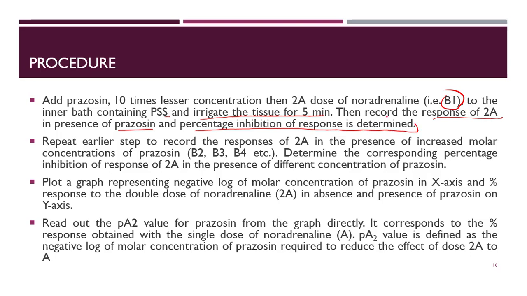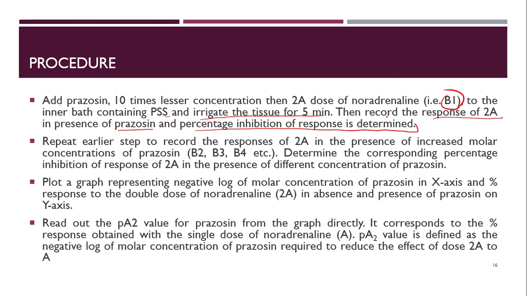So what this irrigation of the tissue means is that before we actually take the response height of noradrenaline, we have to keep the tissue in contact with the prazosin. And how to do that? We replace the reservoir bottle with one which contains PSS plus prazosin added to it. Through that PSS we introduce the prazosin into the organ tube, and we keep the tissue in contact with the prazosin for 5 minutes.